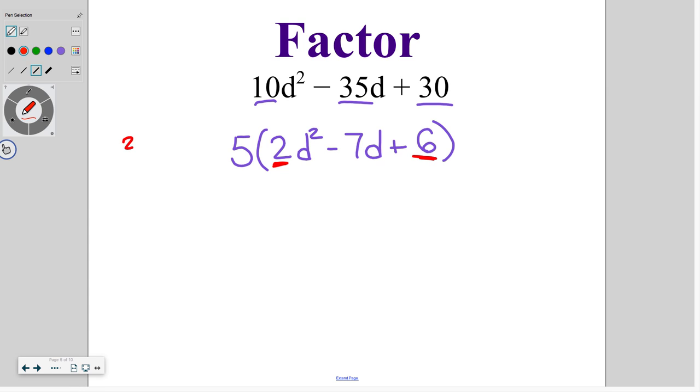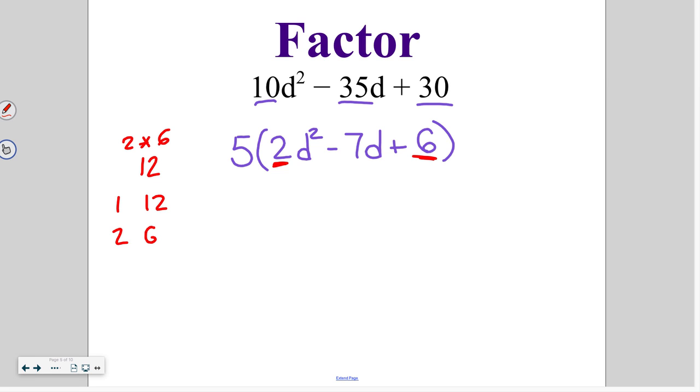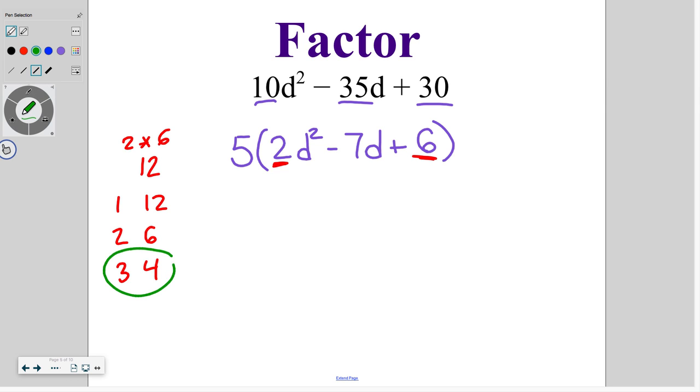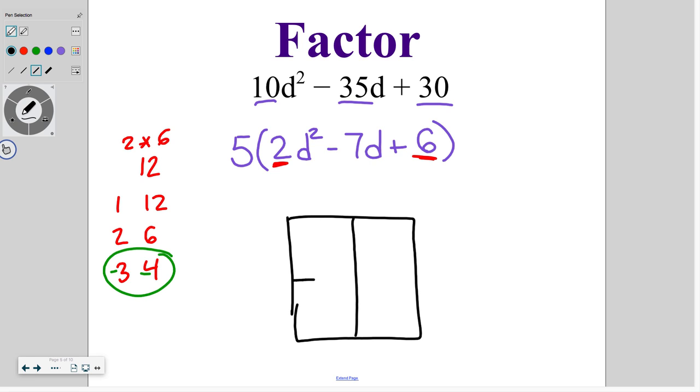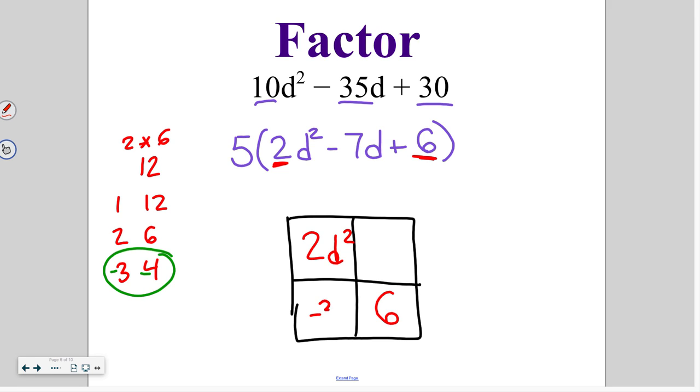So I've got 2 times 6, which gives me a number of 12 to work with. So 1 and 12, 2 and 6, 3 and 4. The pair that's going to add up to negative 7 gives me negative 3 and negative 4. So now when I plug into that box, I want to start in my top left corner with that first value. So I've got my 2d squared in the top left and 6 in the back. Then I want to plug in those other 2 values, so negative 3d and negative 4d. That's how we broke up the negative 7d.